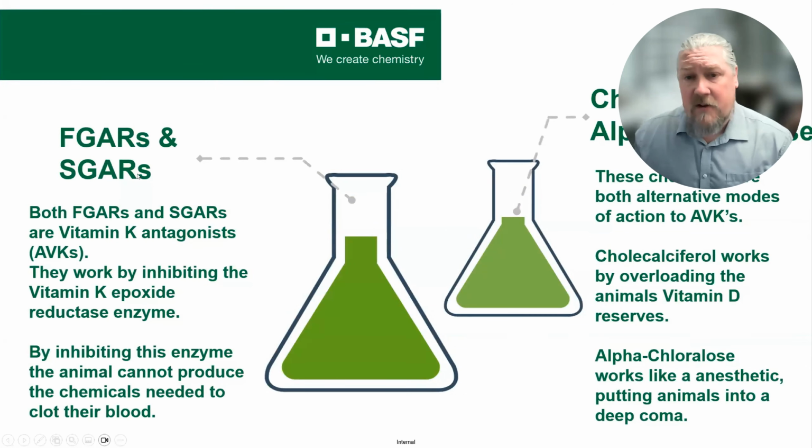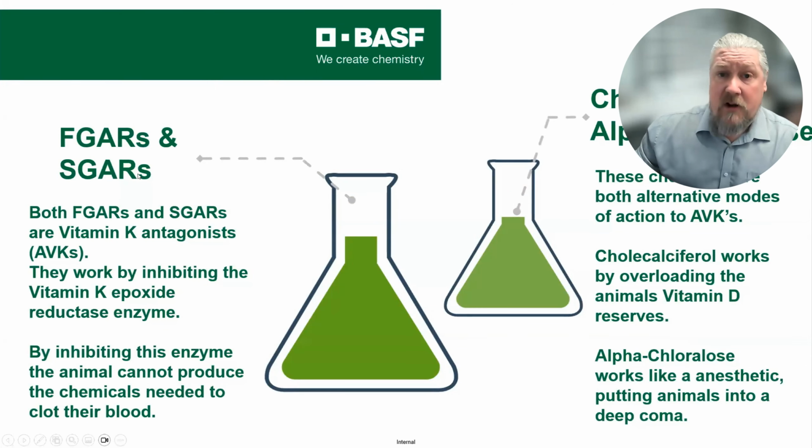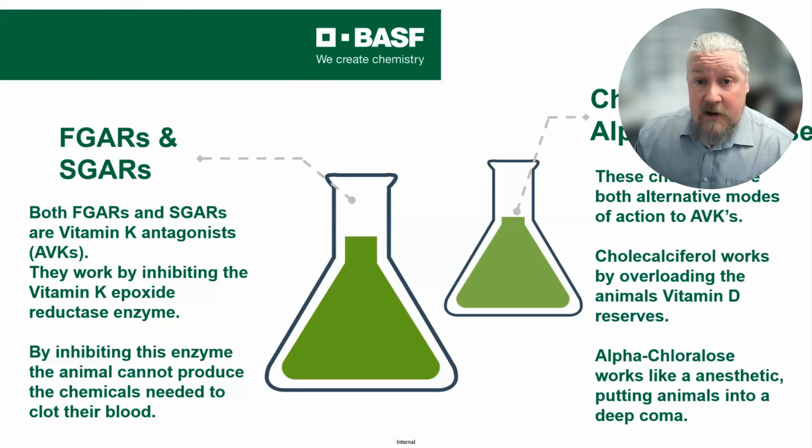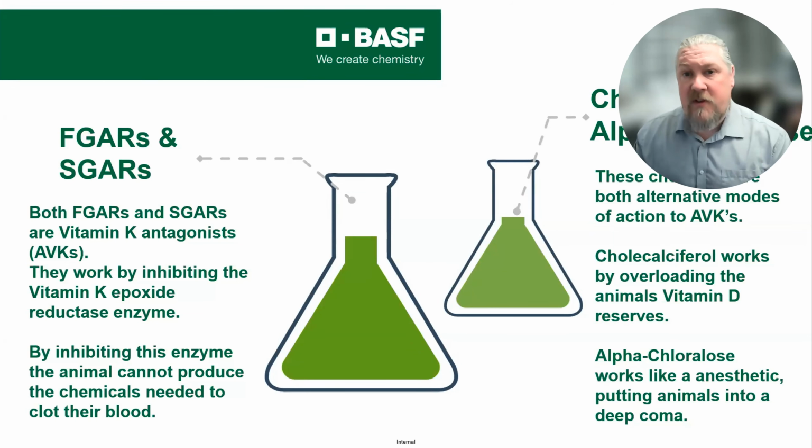When I'm talking about FGARs and SGARs and cholecalciferol and alpha-chloralose, those are the primary. There are a couple others kicking around the side, but they are the primary chemicals that we use in pest management in the UK. Now, both FGARs and SGARs, which stands for the first generation anticoagulant rodenticides and the second generation anticoagulant rodenticides, both of these are what we call vitamin K antagonists, and often you'll see this reduced down to the acronym AVKs. They both work by inhibiting the enzyme vitamin K epoxide reductase, which is fundamental for producing the precursors to blood clotting factors.